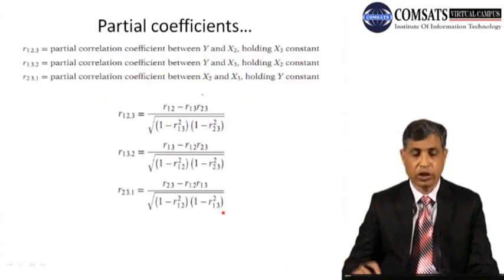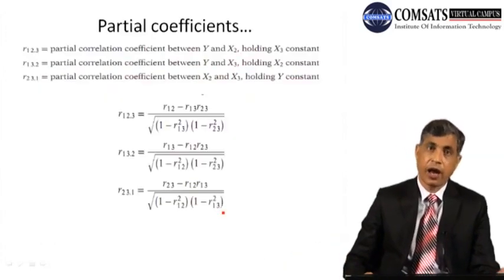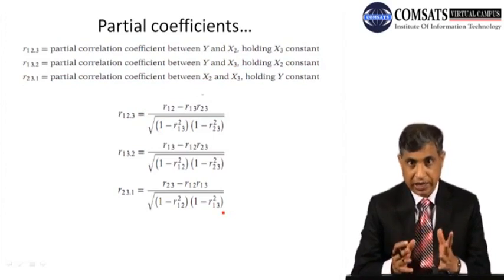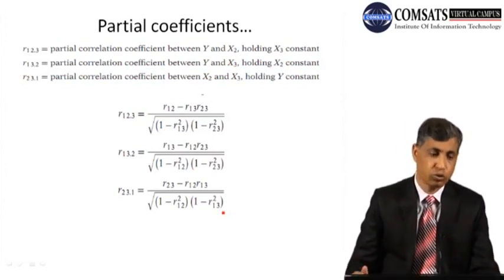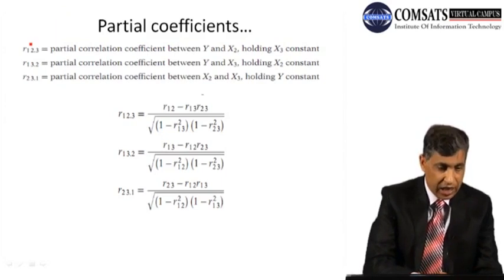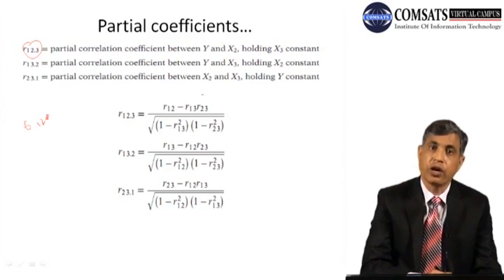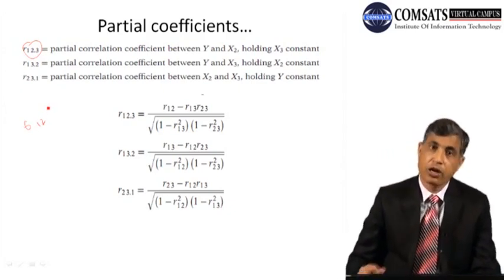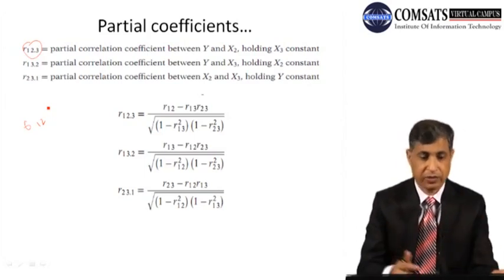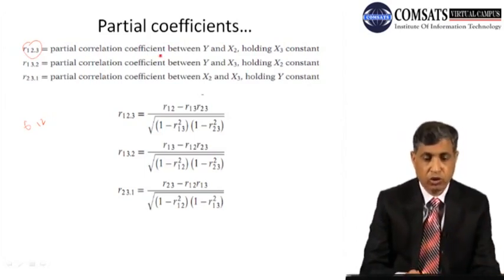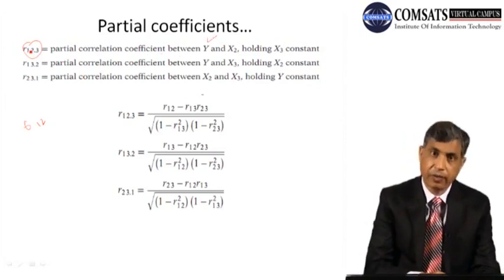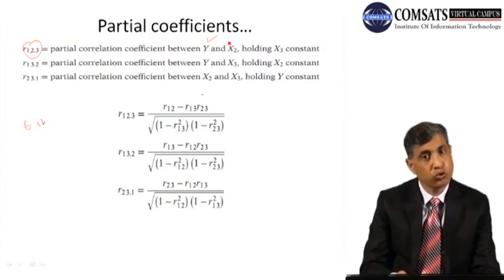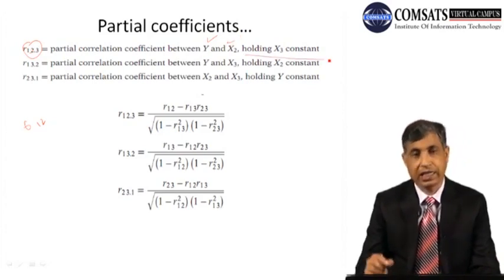And now you will have to see some of the formulas. Now I would like to just explain, and then show you how to use the formula. Look at this. Here we have changed something. Before, we would write only R12. Now we have put a dot, and then we say that 3 is also there. Now the interpretation has changed. This is the partial correlation coefficient between y, the first subscript, and x2, holding x3 constant.